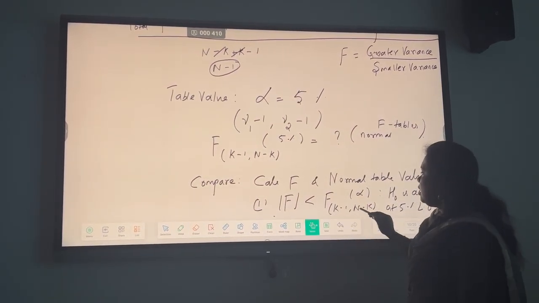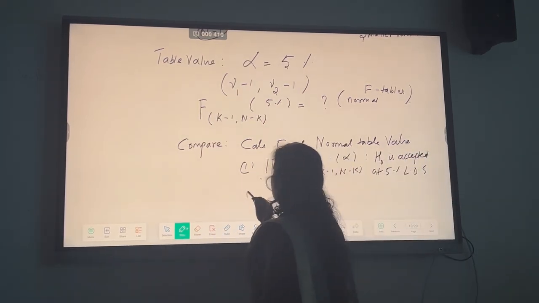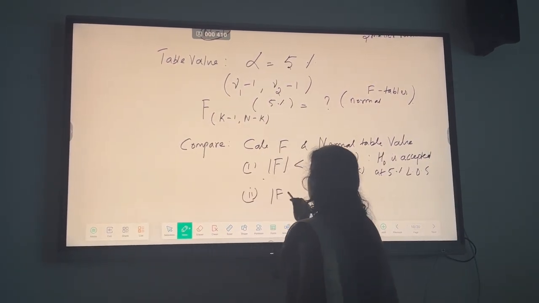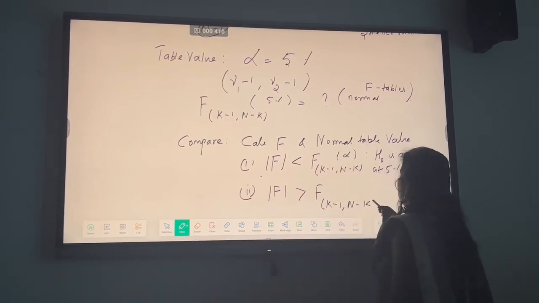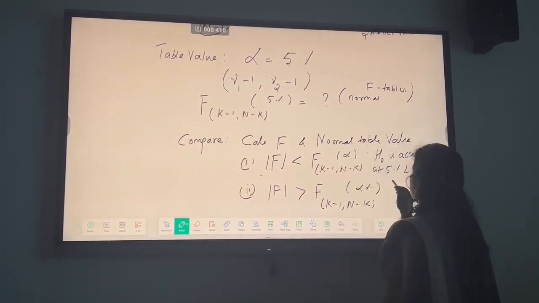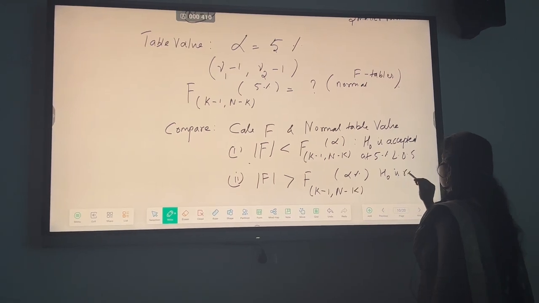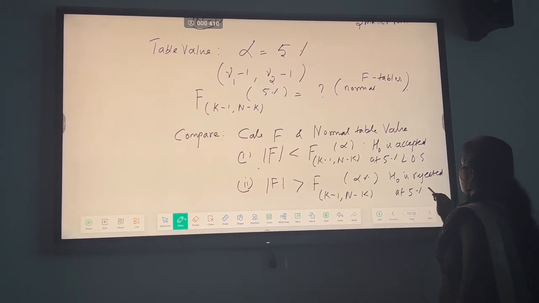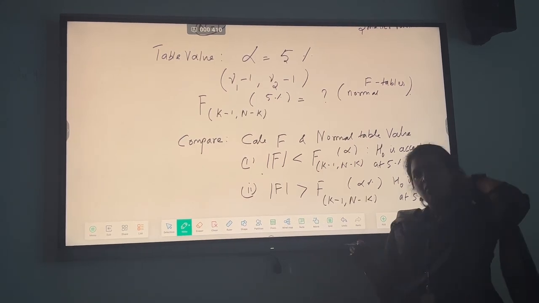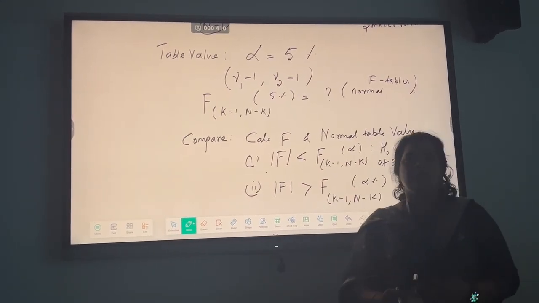Similarly, if the calculated F is greater than F with k minus 1, n minus k degrees of freedom, then H0 is rejected at 5% level of significance. So this is the formula for finding the one-way classification.